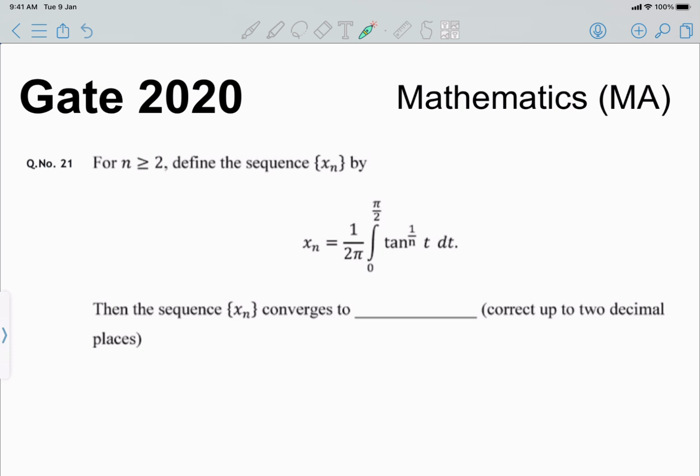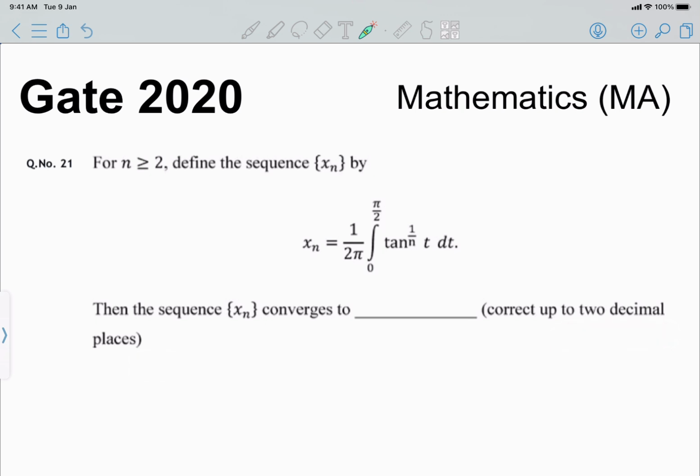Okay, so today we'll solve GATE 2020 question. This is a question from real analysis, question number 21. It is saying that for n bigger than or equal to 2, we define a sequence xn by this. Then we have to find where the sequence xn converges to, correct up to 2 decimal places. So you have to find the limit of this sequence.